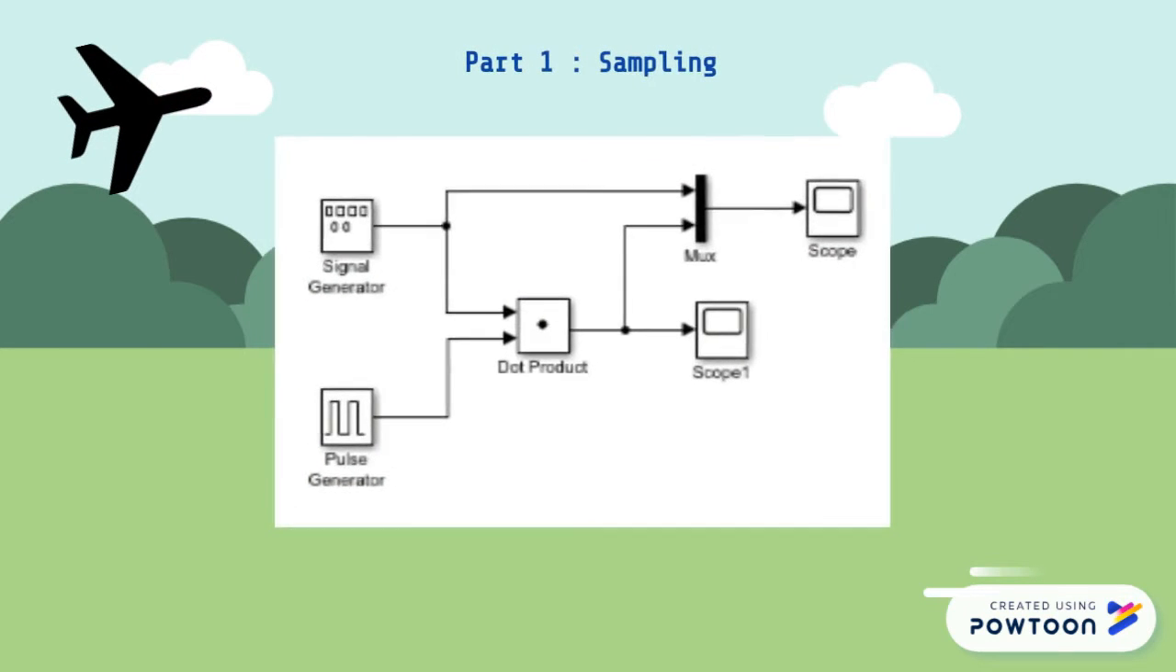Then, we transfer it to Simulink. Part 1 is for sampling. The block diagram consists of a signal generator, pulse generator, dot product, multiplexer, and 2 scopes.